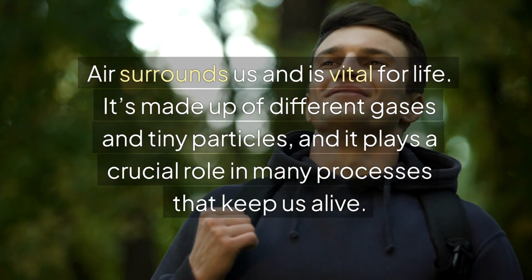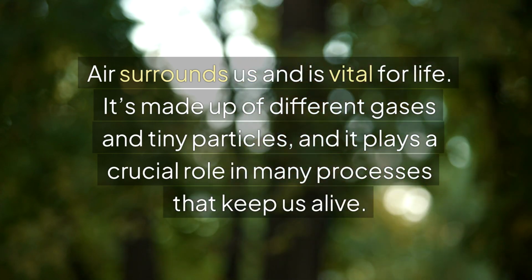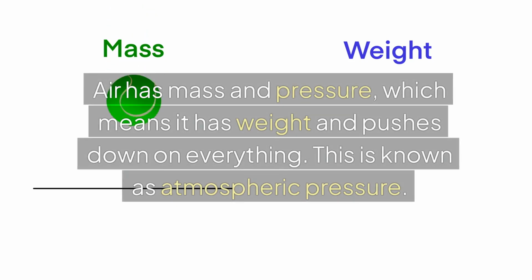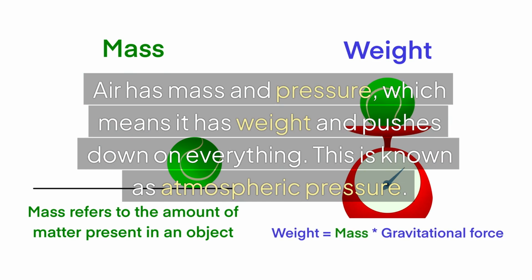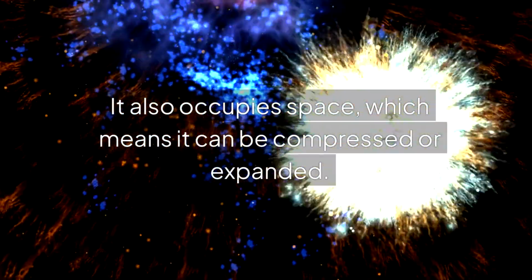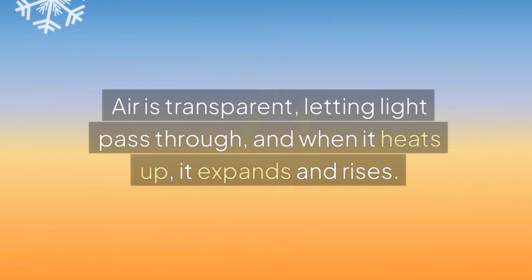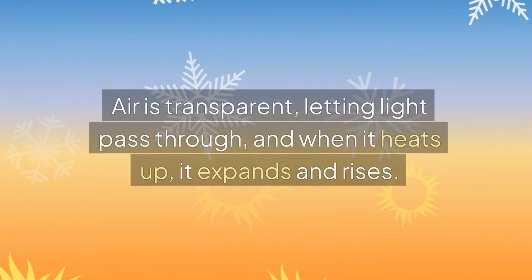It's made up of different gases and tiny particles, and it plays a crucial role in many processes that keep us alive. Air has mass and pressure, which means it has weight and pushes down on everything. This is known as atmospheric pressure. It also occupies space, which means it can be compressed or expanded. Air is transparent, letting light pass through, and when it heats up, it expands and rises.